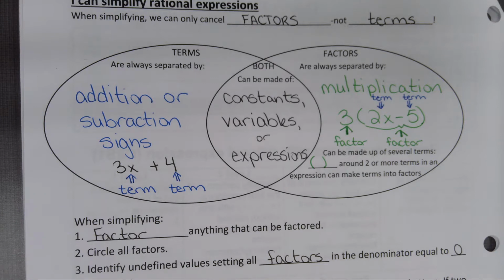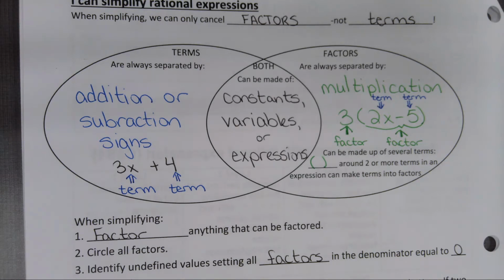The 2x minus 5, that factor is actually created by joining two separate terms. We made it into a factor by including parentheses around it. When you put parentheses around two or more terms in an expression, you can make terms into factors when you are creating your own expression.